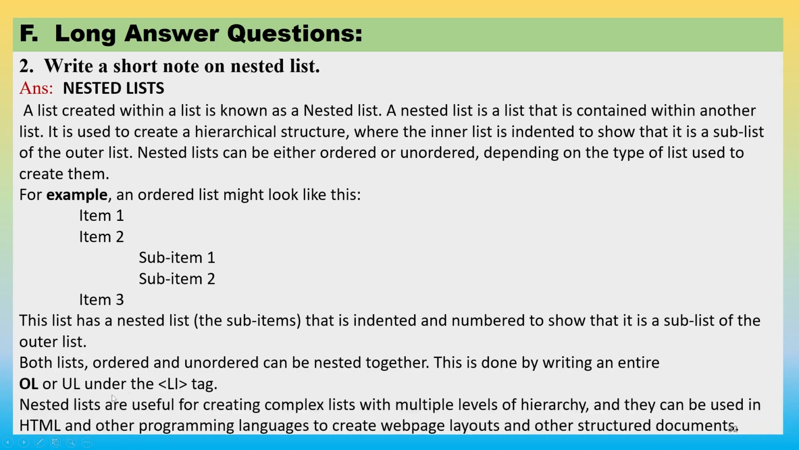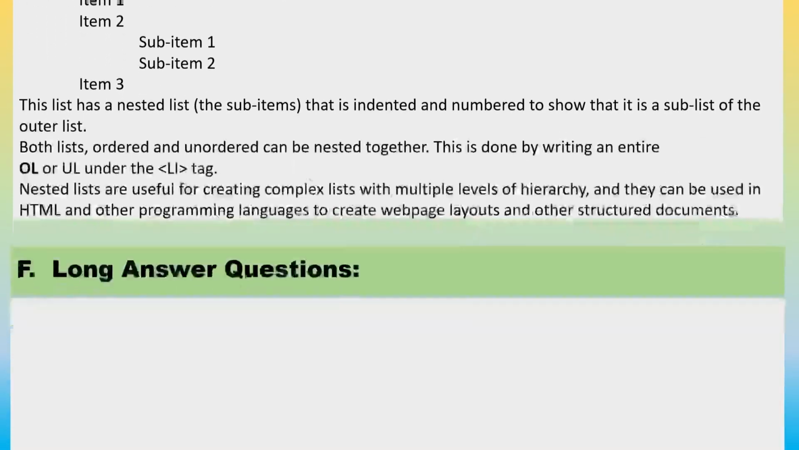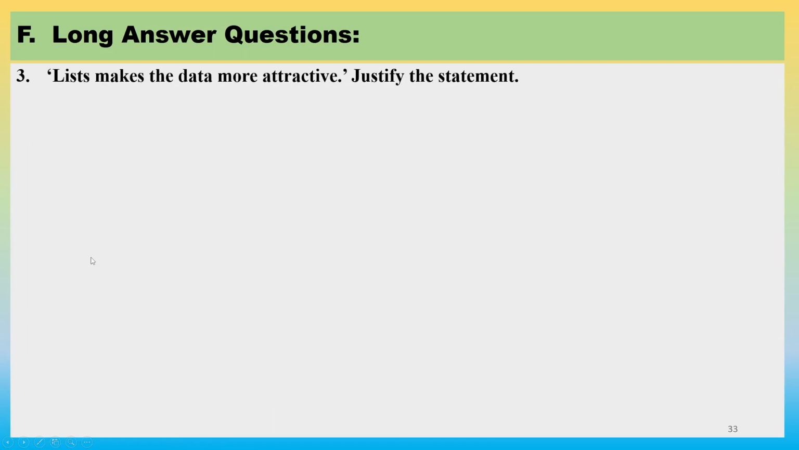And nested lists are useful for creating complex lists with multiple levels of hierarchy, and they can be used in HTML and other programming languages to create web page layouts and other structured documents. Now there was another question, number 3. List makes the data more attractive. Justify your statement. First of all, just think in your mind, do you agree that lists make data more attractive?